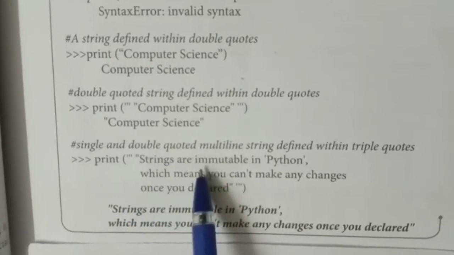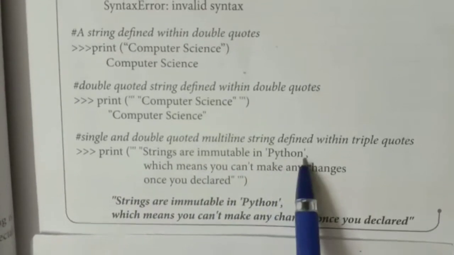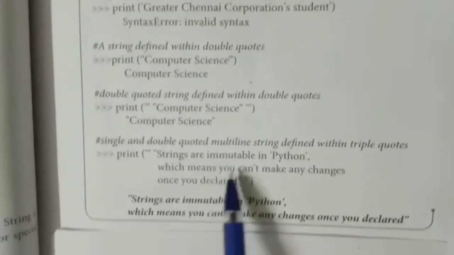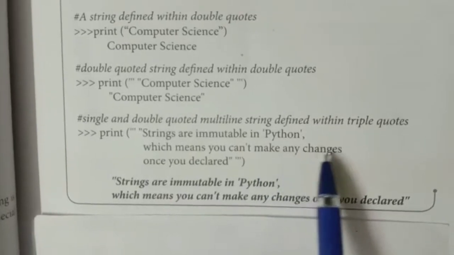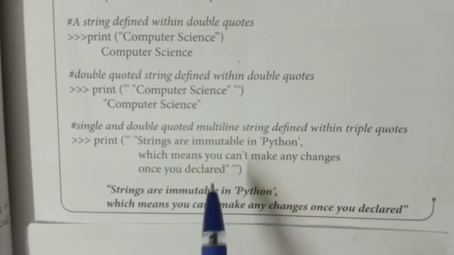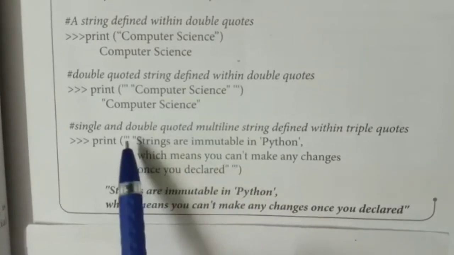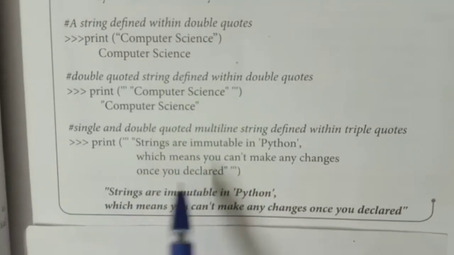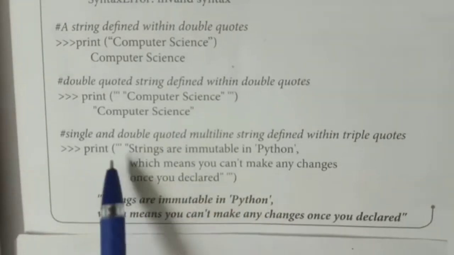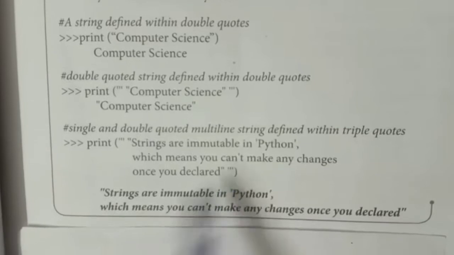Strings are immutable in Python. Python is given in single quotes, which means you can't make any changes once you declare. Usually you will give a quotation in double quotes. Now if you are going to define it as a string, it has to be given in triple quotes. This is the way of defining a string.